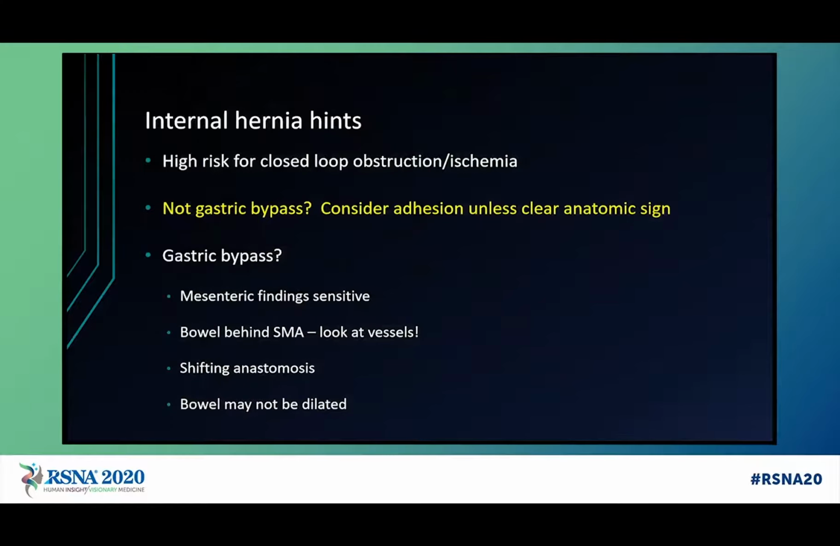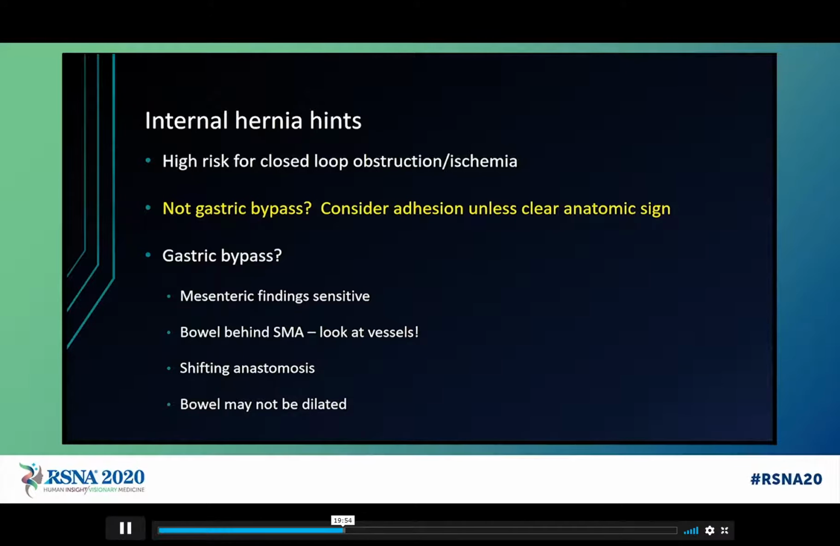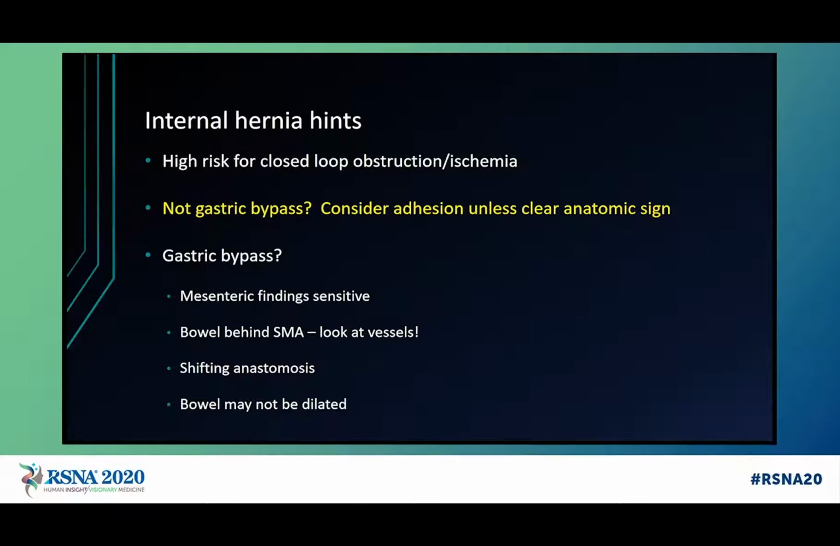When you're evaluating a patient for the possibility of an internal hernia, remember that these patients are at high risk for closed loop obstruction and ischemia. If you're looking at a patient who has not had gastric bypass, consider the possibility of an adhesion causing this appearance, unless there's a clear anatomic sign.